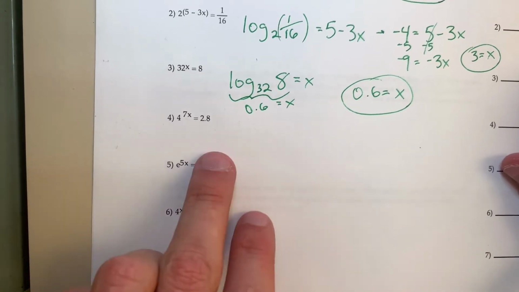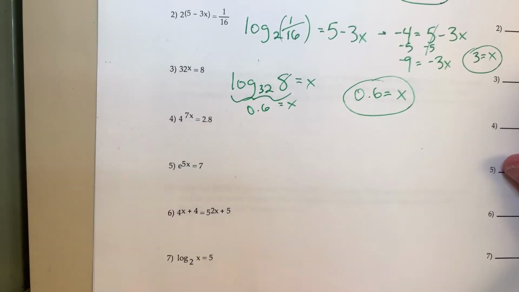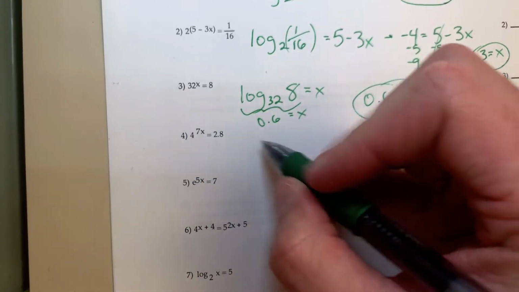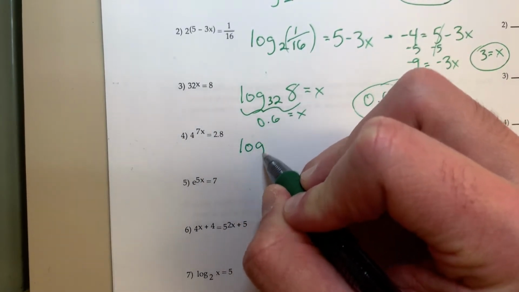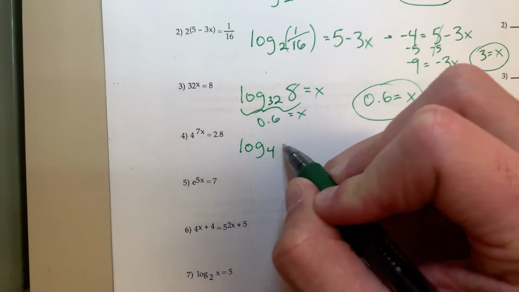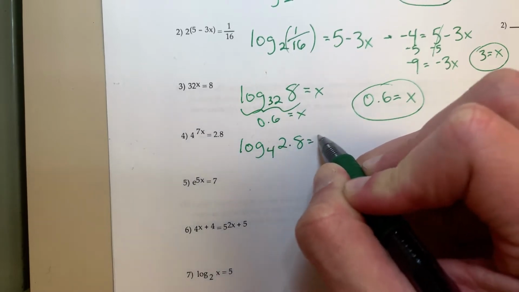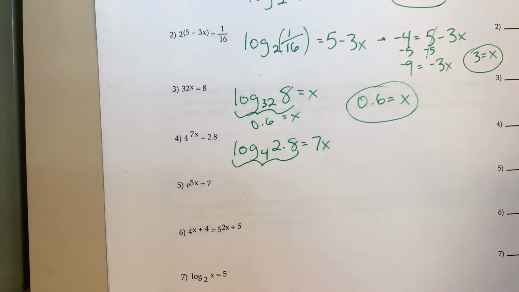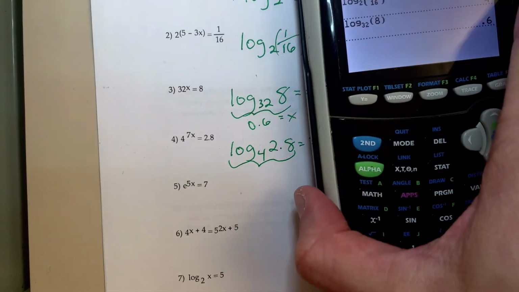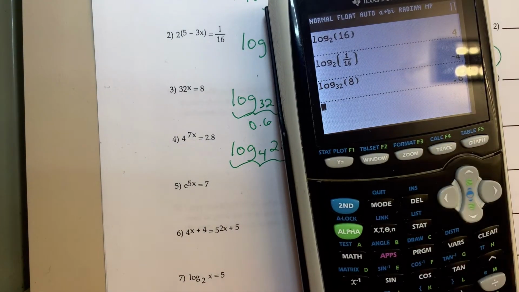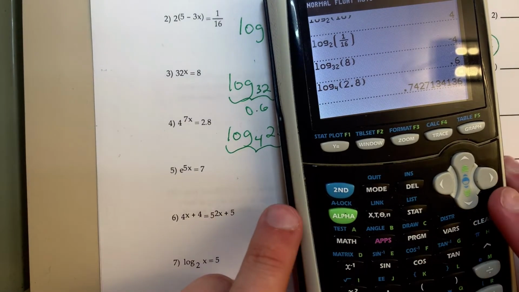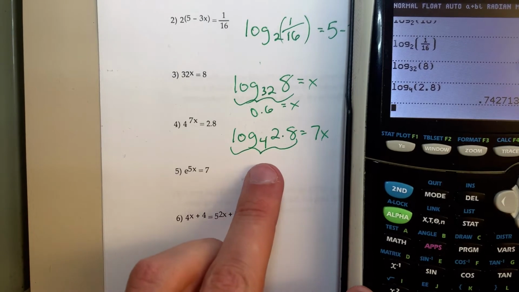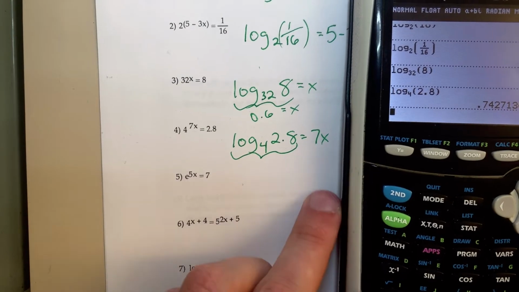Keep moving down. 4 to the 7x power equals 2.8. Same thing: nothing I can cancel, so I just go right into converting. Log base 4 of 2.8 equals 7x. I need to evaluate the logarithm, get it down to a number, and then divide by that 7 to solve. So the log is this decimal right here, and I'm just going to leave it like that because I know that would be my decimal. I'm going to divide it by 7.